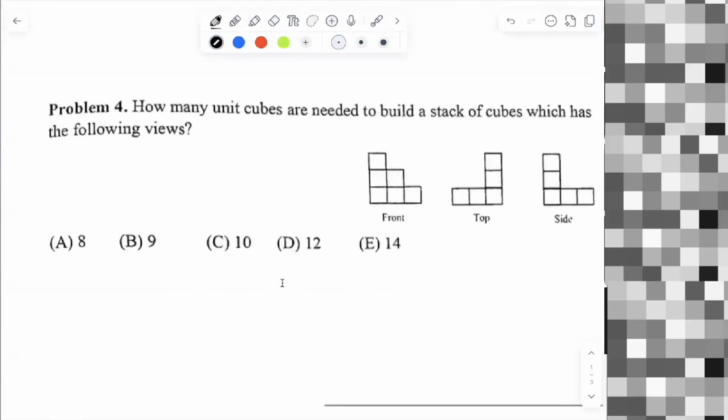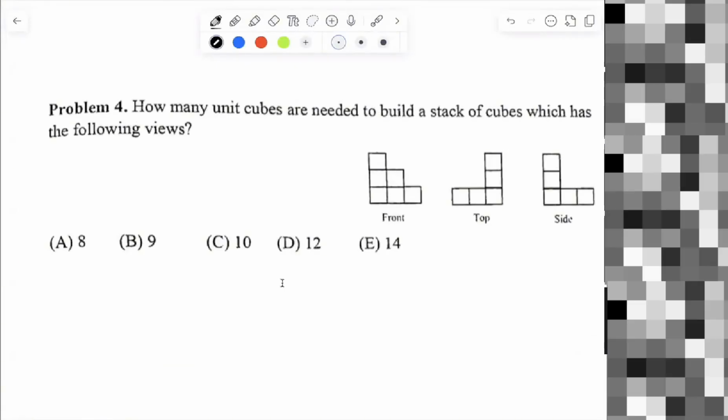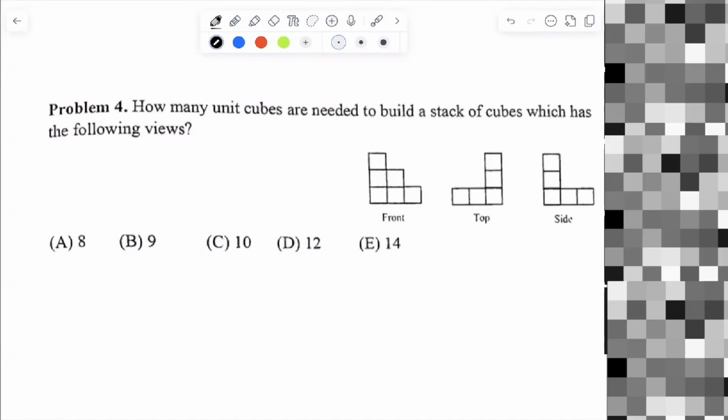Problem 4, how many unit cubes are needed to build a stack of cubes which has the following views? I'll let you guys have a try on this question and tell me your answers in chat.